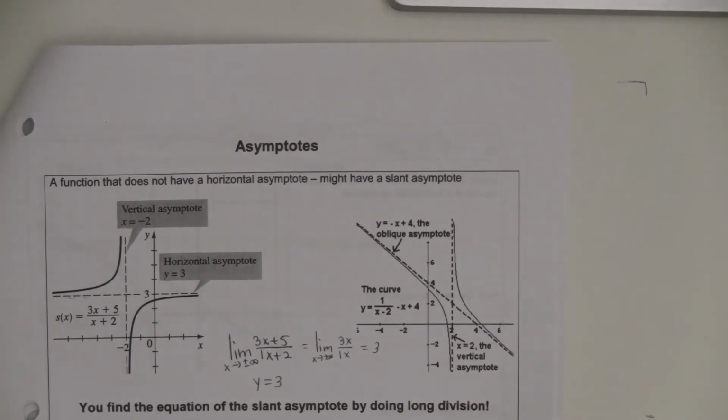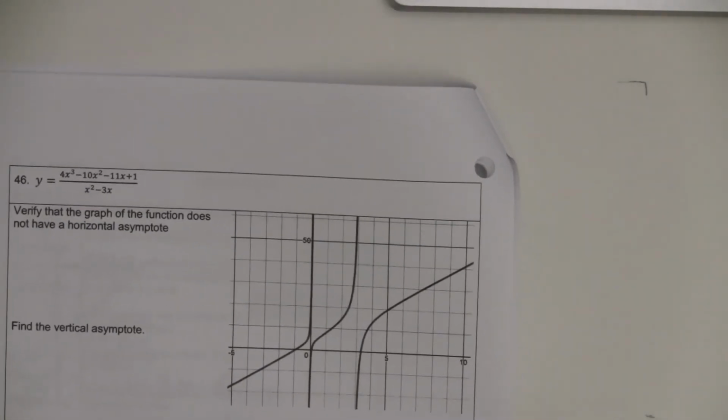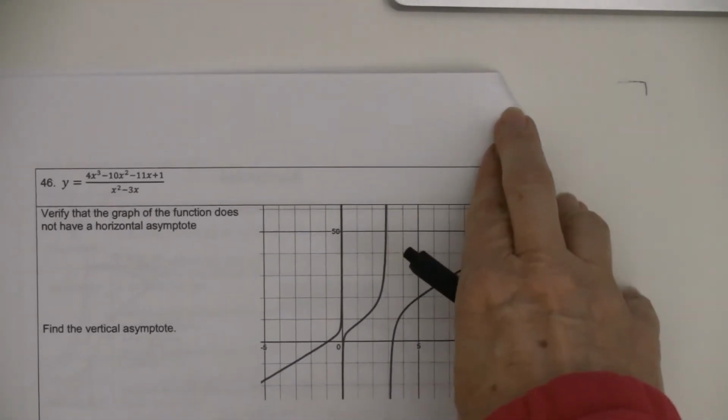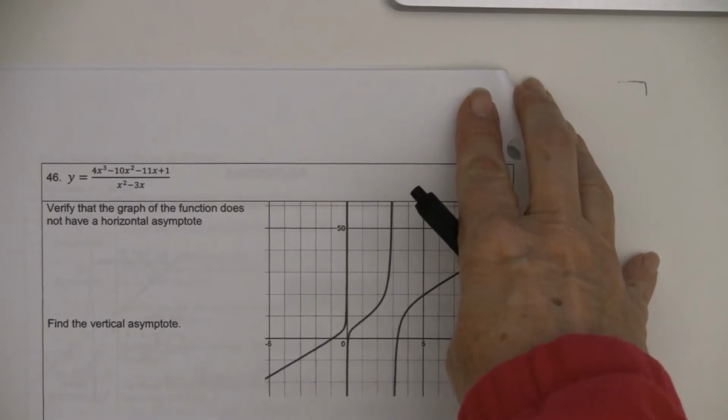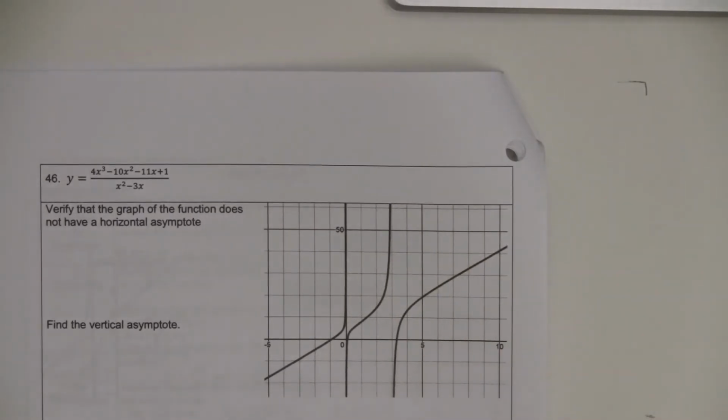Okay, so we're going to try one of those, and so we're on the next page there, and this is example 46 from your textbook, and it's asking us to verify that the graph of the function does not have a horizontal asymptote.